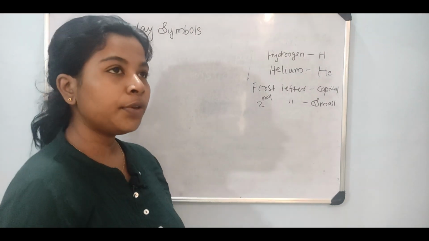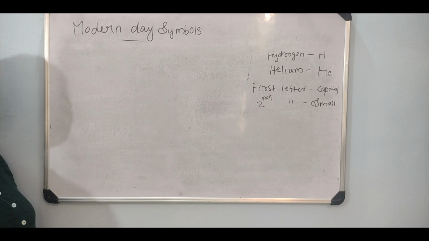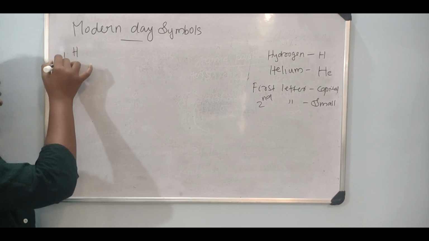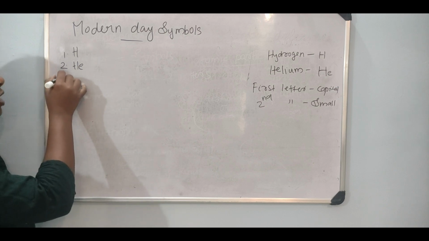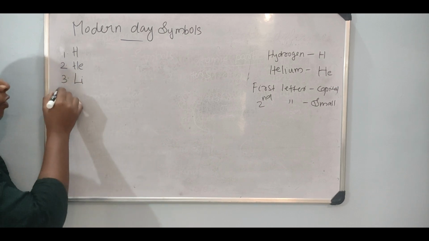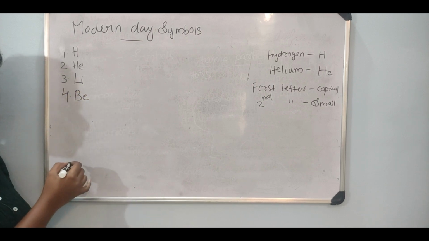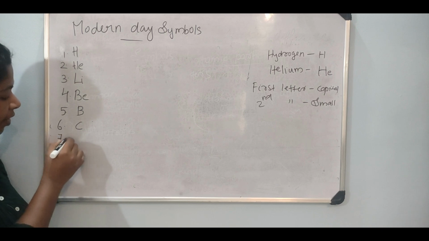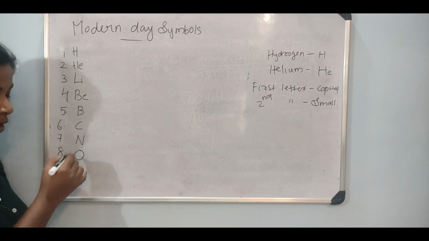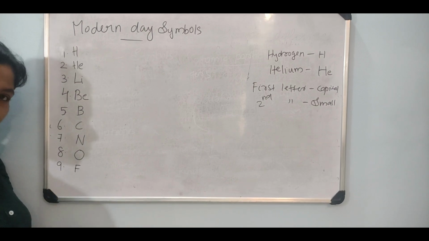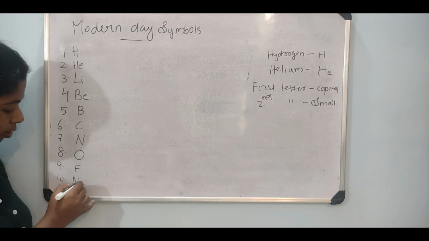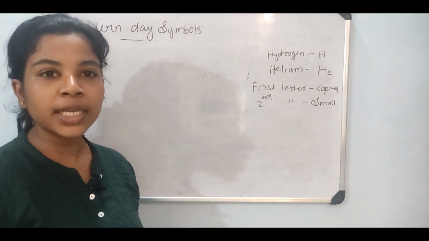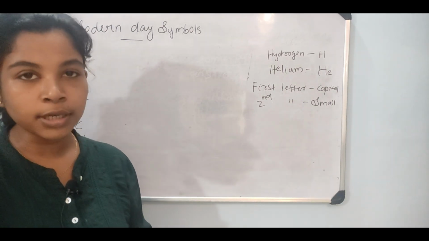So can you tell me how a few of the elements are represented? Atomic number 1, hydrogen, is represented as H. 2, helium, He. 3, lithium, 4, beryllium, 5, boron, 6, carbon, 7, nitrogen, 8, oxygen, 9, fluorine, 10, neon. Similarly, you have to study the symbols and atomic numbers of at least 30 elements, up to atomic number 30.